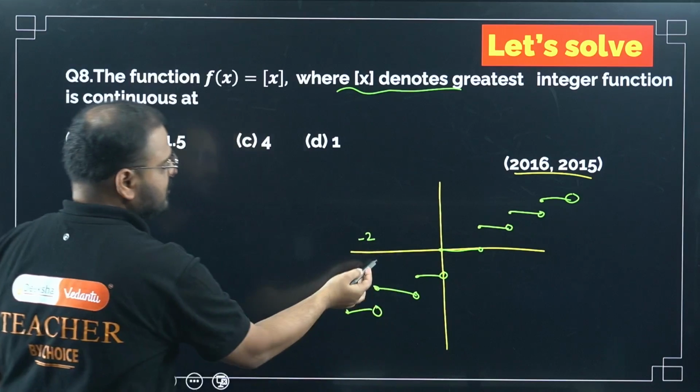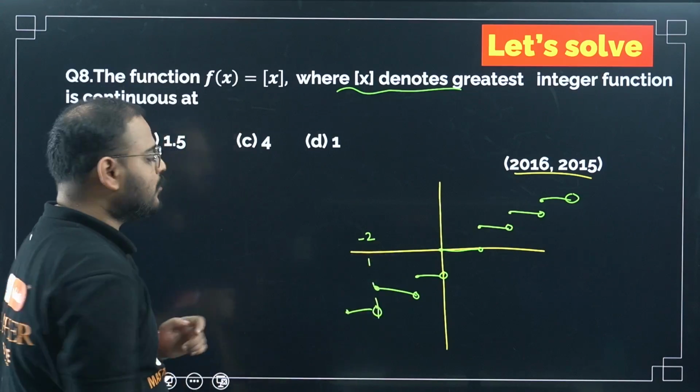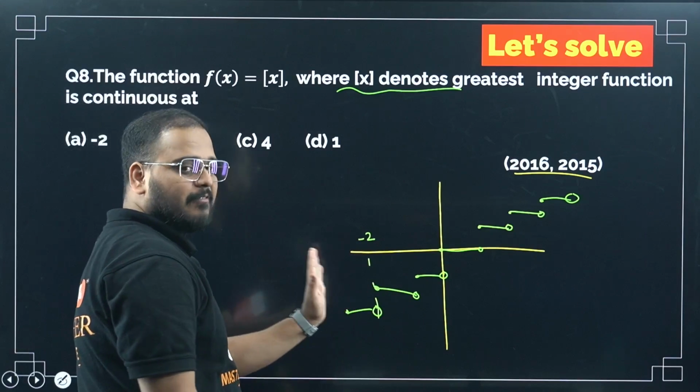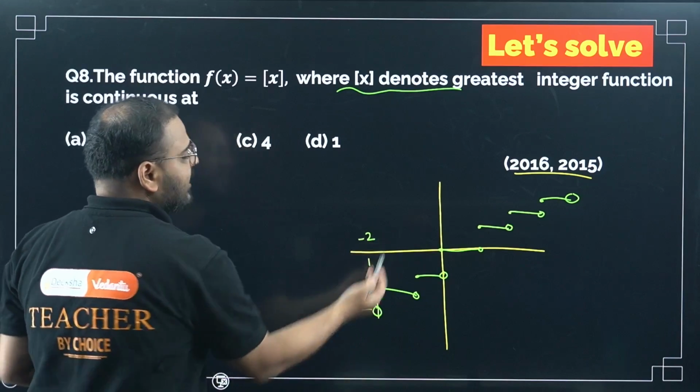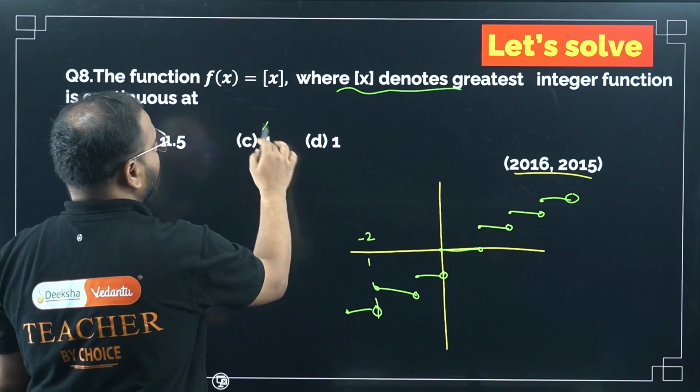Is it continuous? No, sir. There is a break. On the right of minus 2, it's coming as minus 2. Over here, it's coming as minus 3. If I go towards left of minus 2, it's minus 3. Towards right, if I go, it's minus 2. So, no. What about 4? No. What about 1? No.